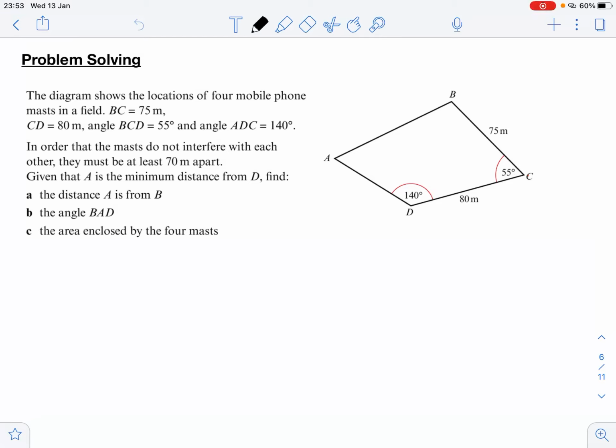Hello everyone. We learned all about our sine rules and cosine rules. Now we're going to look at a problem-solving question. The diagram shows the locations of 4 mobile phone masts in a field.